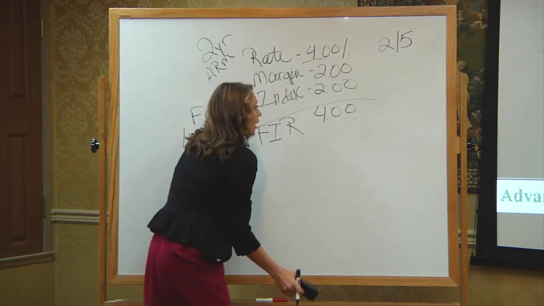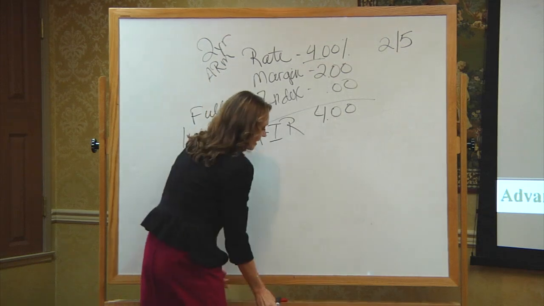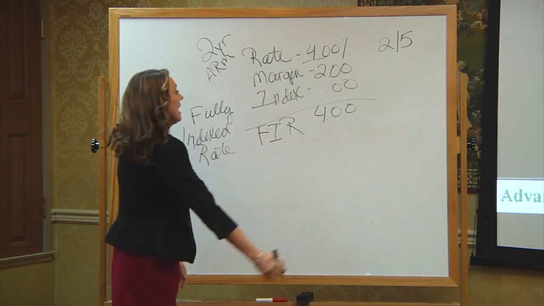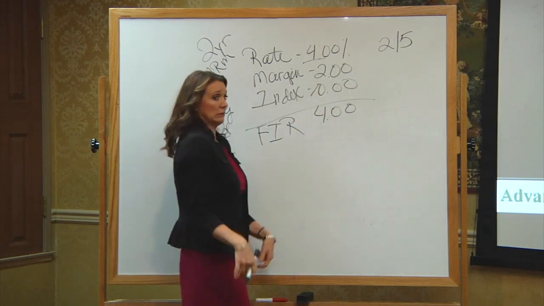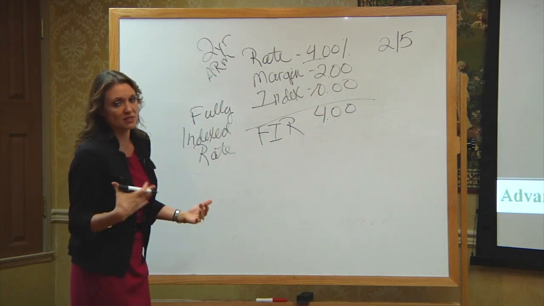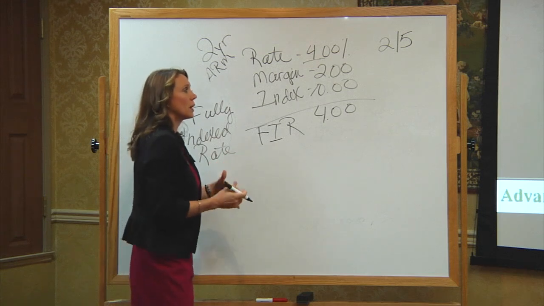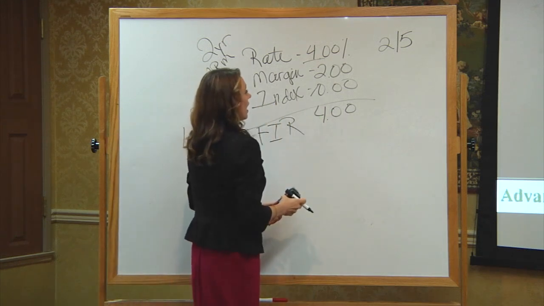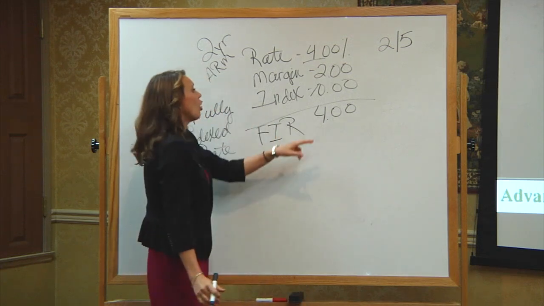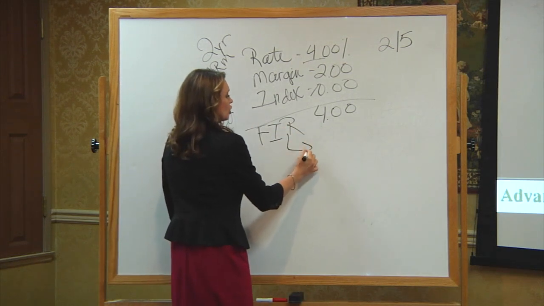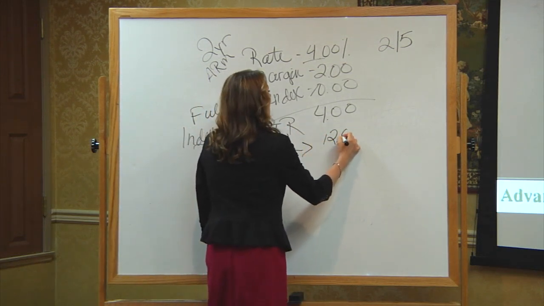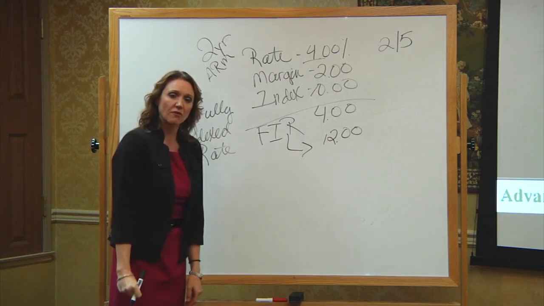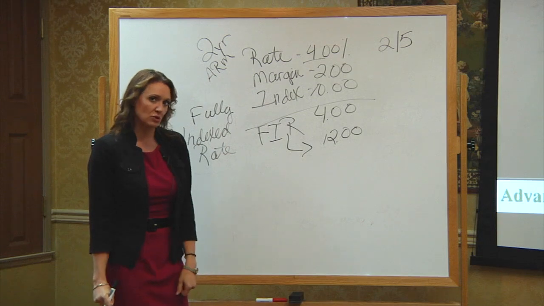But let's say the index just goes nutsoid, okay? And now your index is 10. I don't think I've ever seen that much of a change in such a short time frame, but it could happen. So now my fully indexed rate is 12. Am I going to go from 4% to the new indexed rate of 12? No, that's what we call payment shock. People can't make that when they're used to making a 4%. That's why the caps are in place.